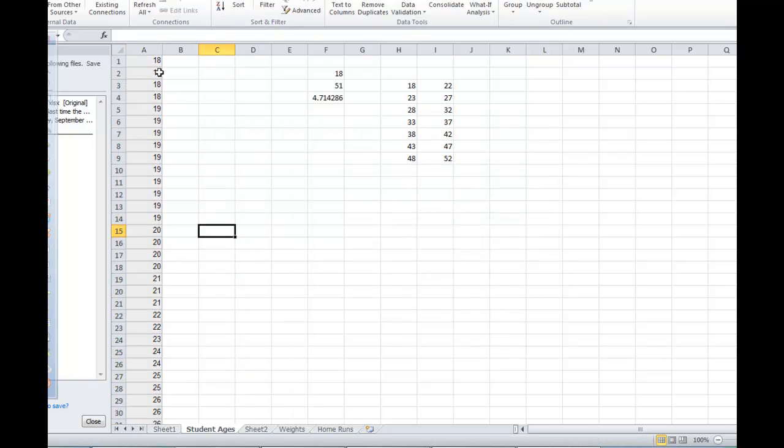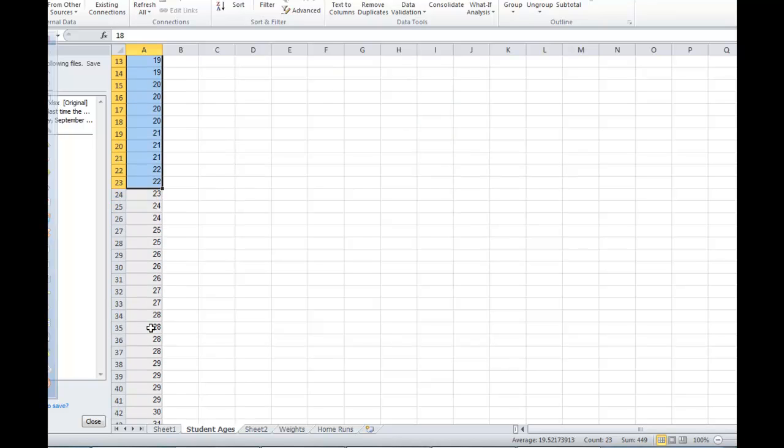Since my first class goes from 18 to 22, is that what we said? Okay, then one thing I could do is just highlight. And right here in the upper left corner, you see it says 23 rows by one column. That's how many values I have there. So my frequency for the first class is 23. Okay, write that down. Otherwise, you can just count them, but I'm trying to be smart about it.